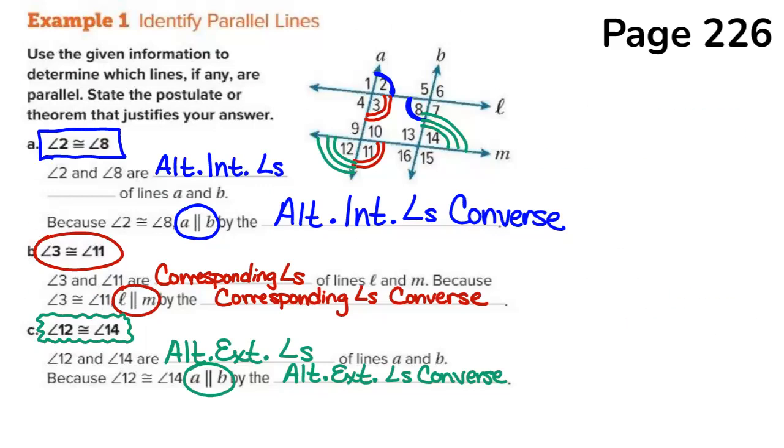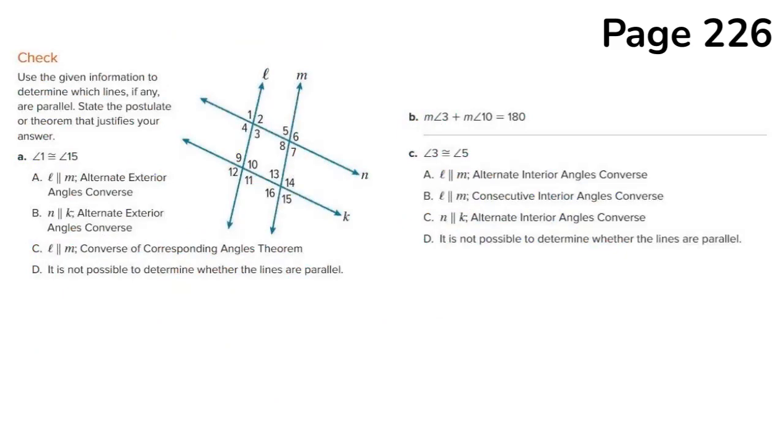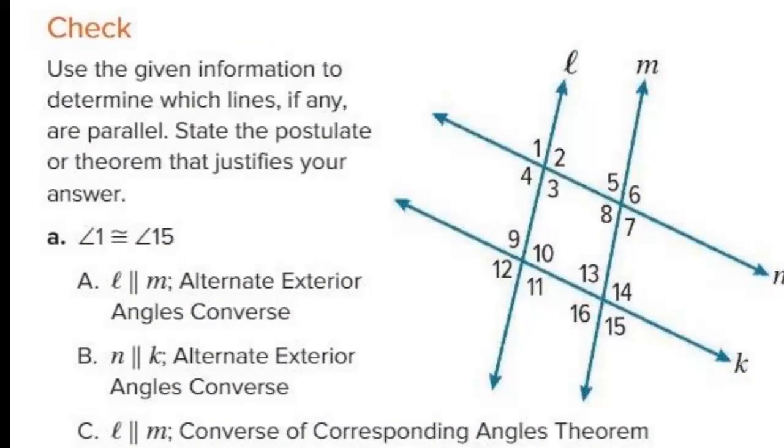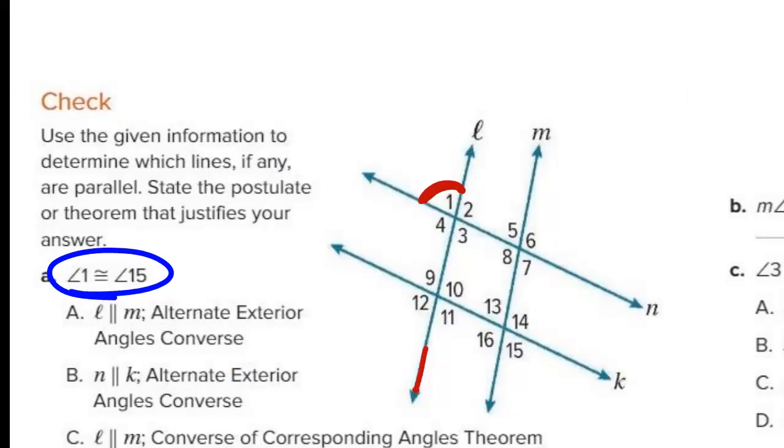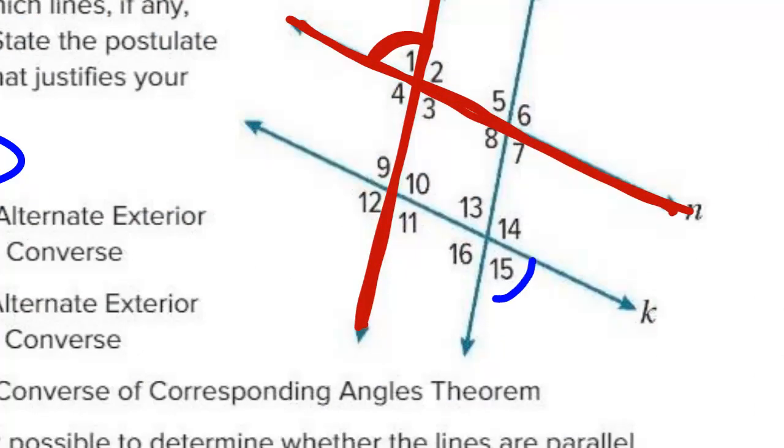All right, let's go and look at the check down below. We're going to do this one together, and then we'll go on to example number 2. So we have this given information here. We're told that angle 1 is congruent to angle 15. Well, angle 1 is up here. What are the two lines that angle 1 touches? L and N. So this line here and this line here. And then it tells us that it's congruent to angle 15.